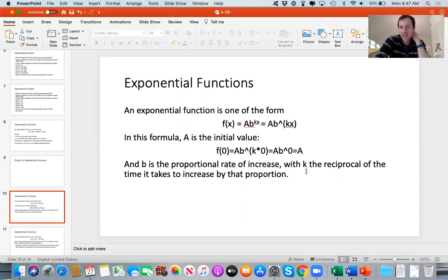The B and K are a little more complicated and they come together. The B you'll often take to be the proportional rate of increase. So if something is doubling or tripling or being reduced by a factor of, or you're taking a tenth of it, that number is what you can take to be the B. And the K is the reciprocal, so 1 divided by the time it takes to increase by that proportion. Especially the second part needs an example.